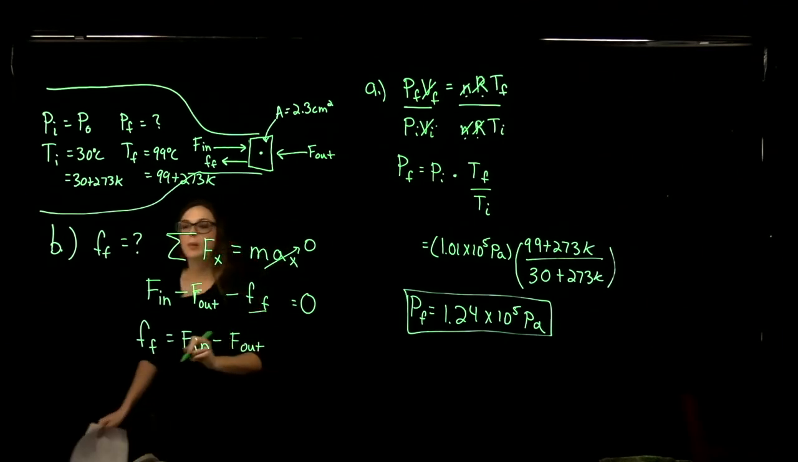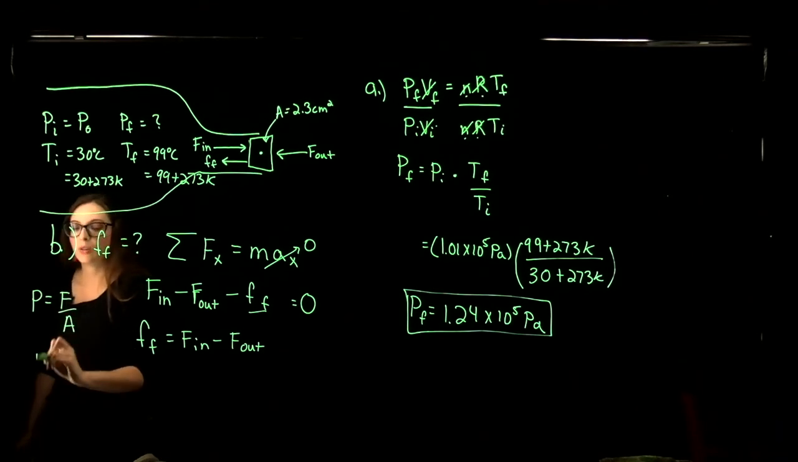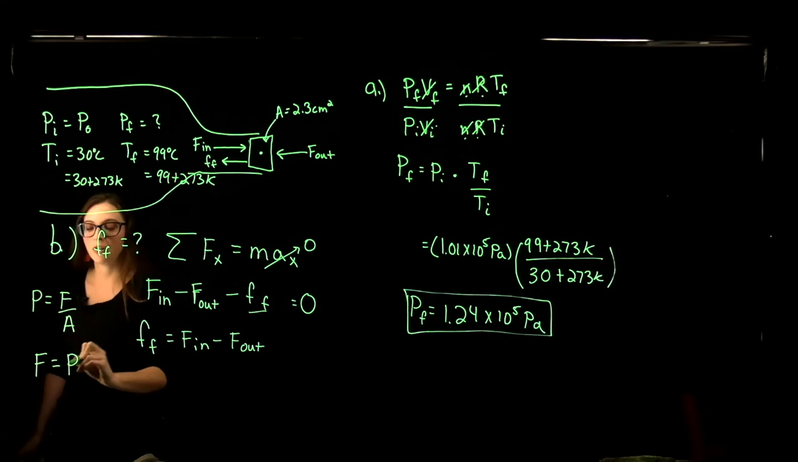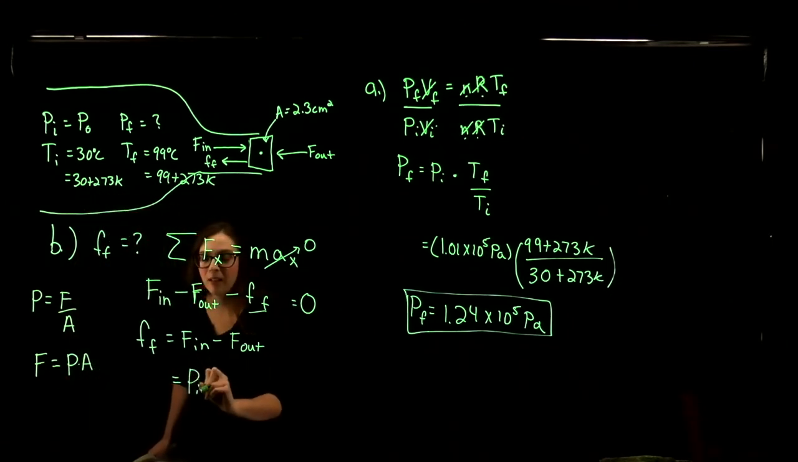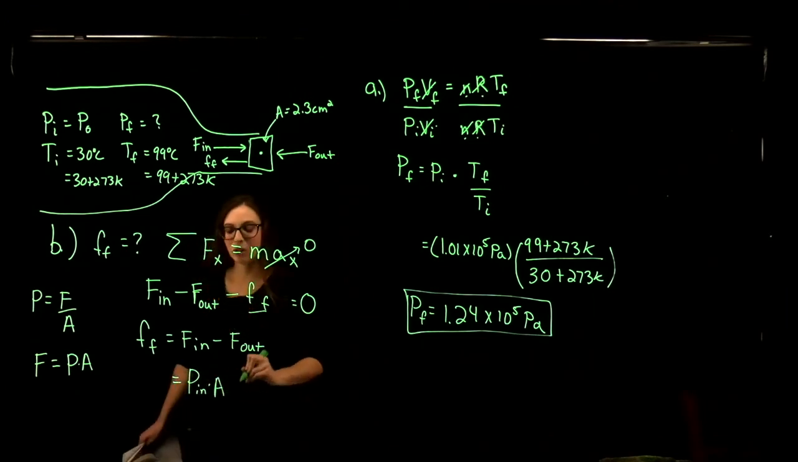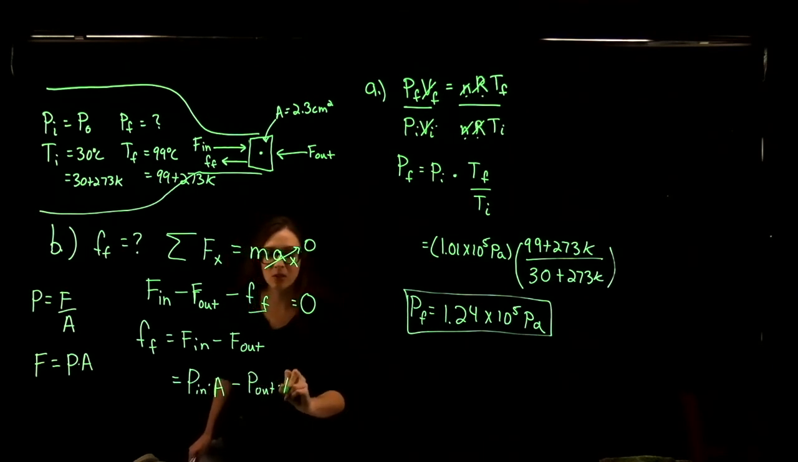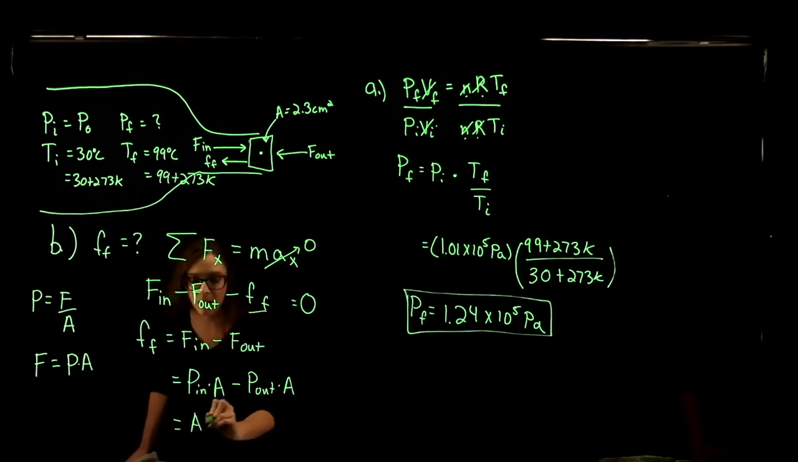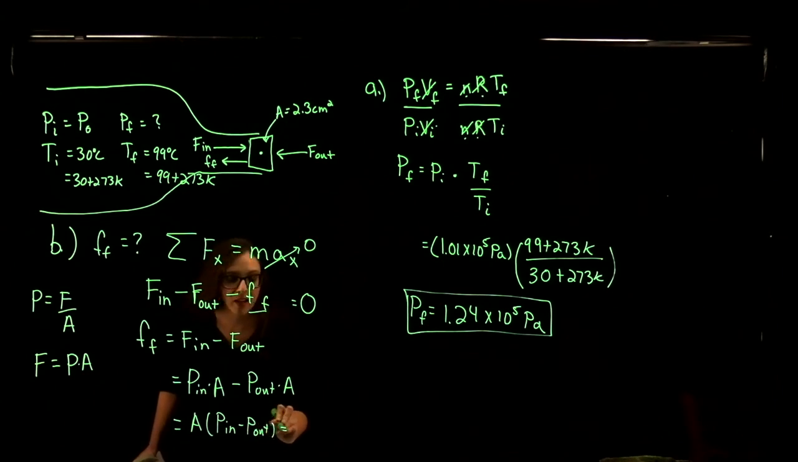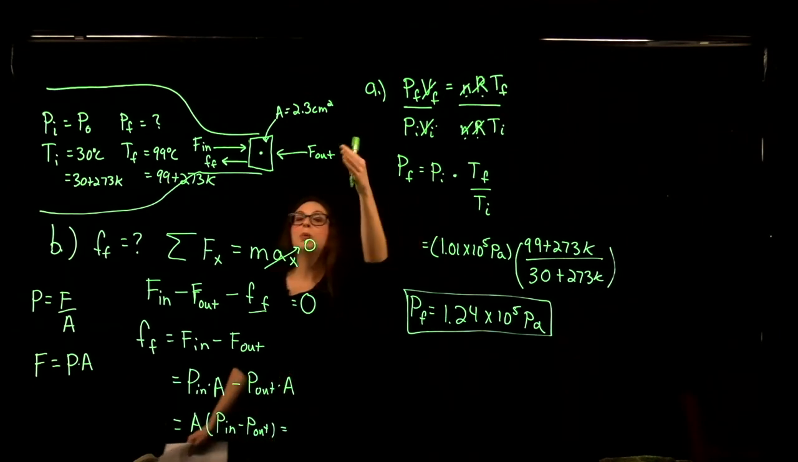All right. Remember, pressure is equal to force over area. So this force we can also write as pressure times area. So we can write this as P in times the cross-sectional area of the cork, minus P out times the cross-sectional area of the cork. Okay, so I'm going to factor out this area times P in minus P out. All right, and our cross-sectional area for our cork was 2.3 centimeters squared.